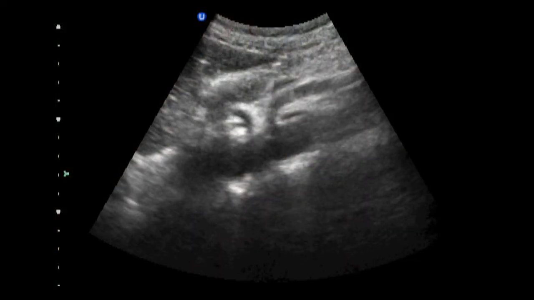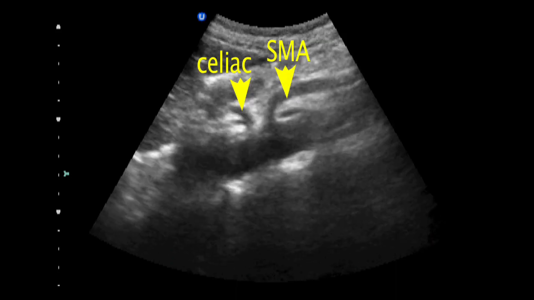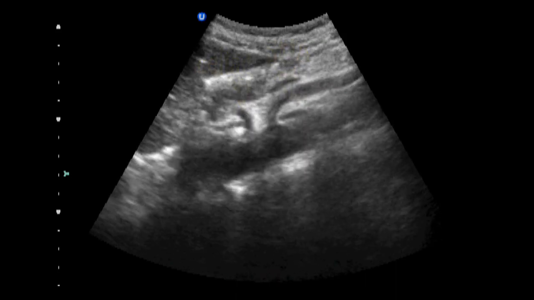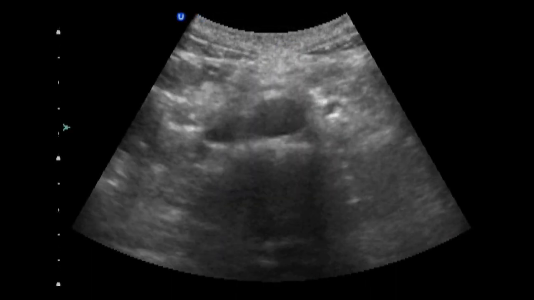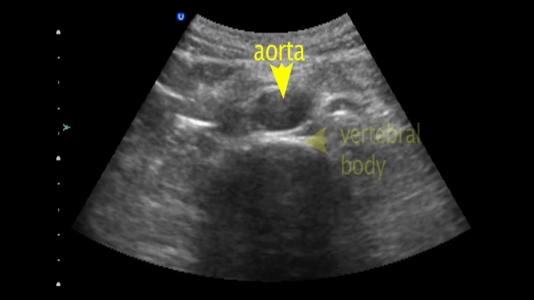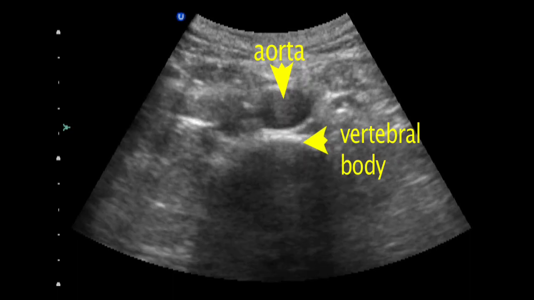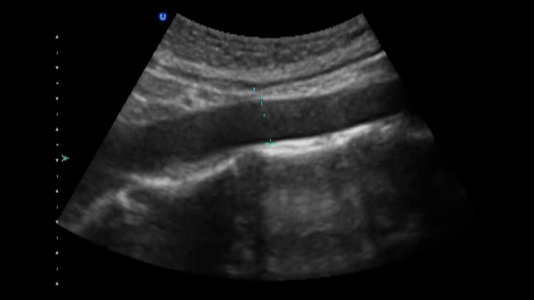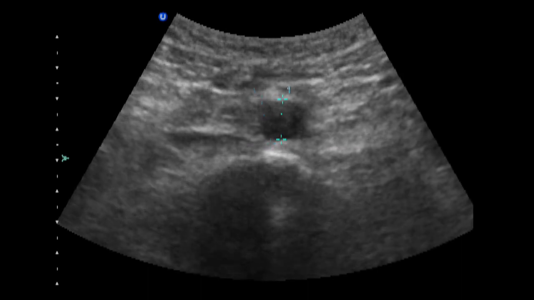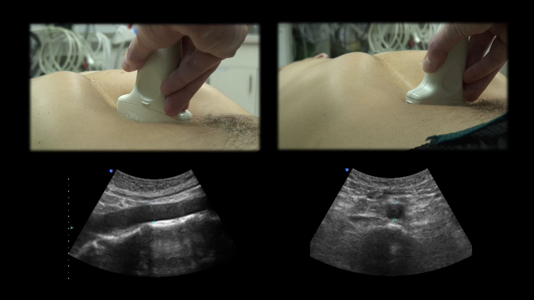In the longitudinal view, the takeoff of the celiac axis and superior mesenteric artery can often be visualized. In the transverse view, the aorta may be just to the left of midline and is anterior to the vertebral body, which is hyperechoic anteriorly and casts a shadow posteriorly. Measurements should be taken in both the longitudinal and transverse planes from outer wall to outer wall, being careful to keep your probe perpendicular to the patient to ensure a true cross-section.